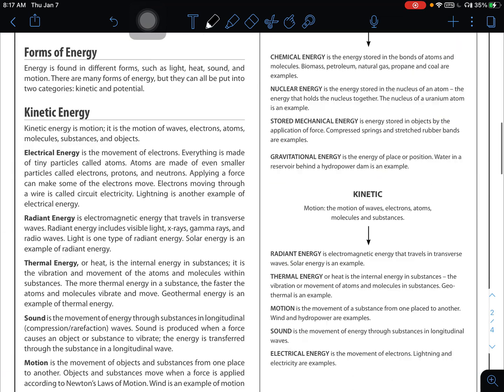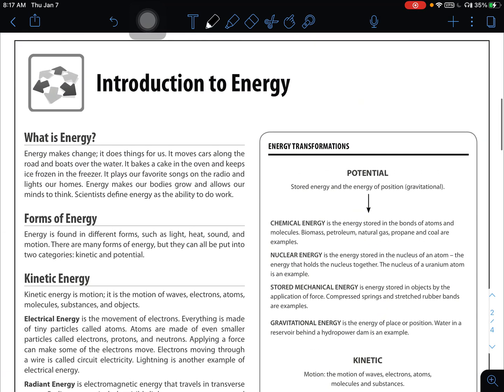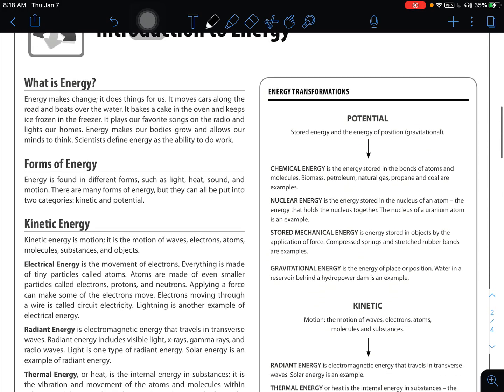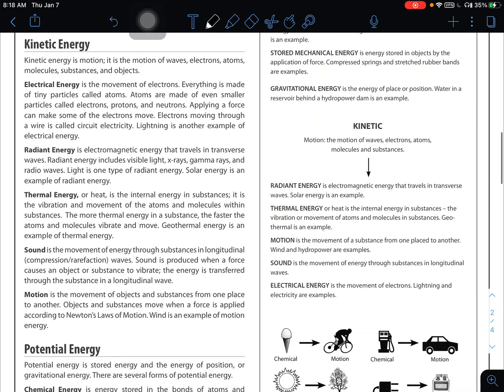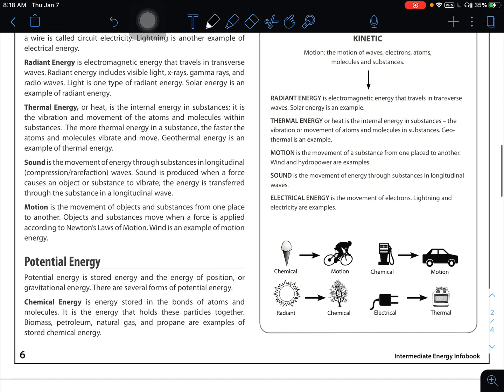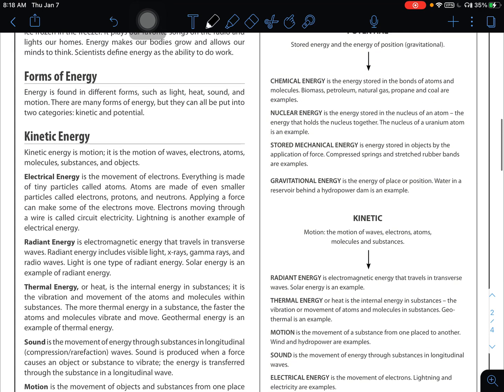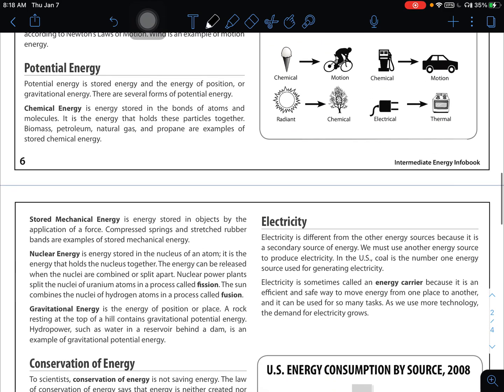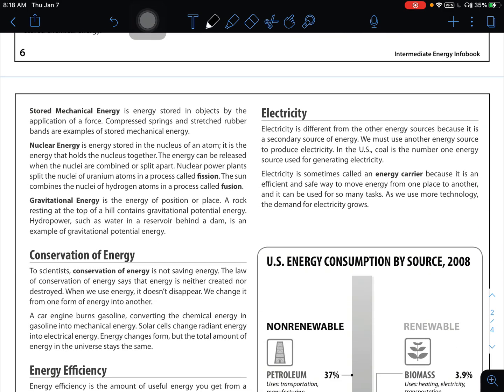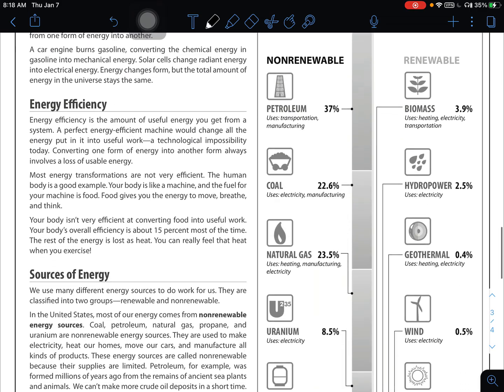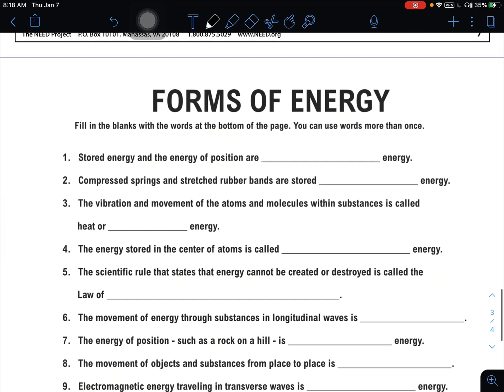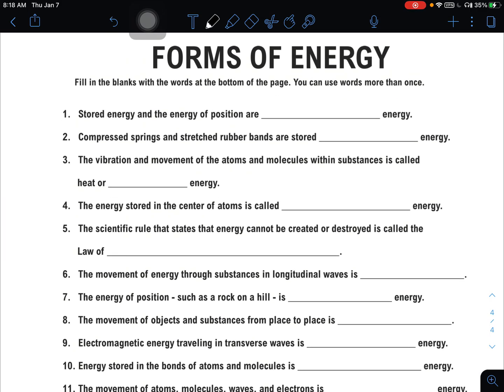Okay, so after we do that together, here's what I would like you to do with the remainder of your time. I would like you to read this. This is called the Introduction to Energy here, and it goes through what is energy, forms of energy. Please read it, highlight it if you will. Go through the different forms of energy and read the information that's on this page. And then complete this worksheet here.